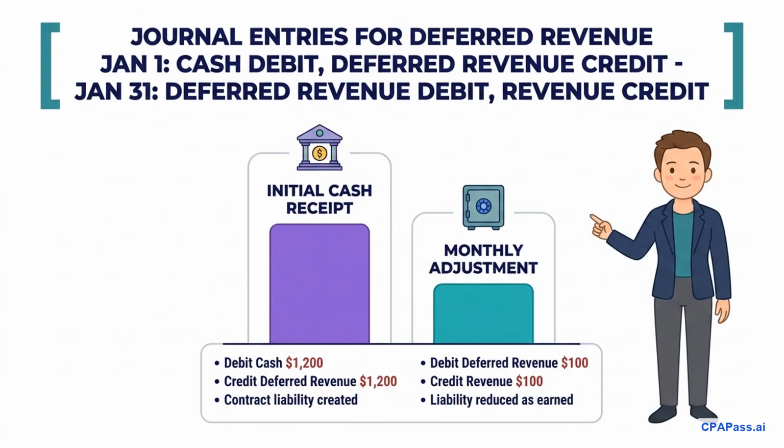Then, on January 31st, after 1 month of service has been provided, we adjust the books. We debit deferred revenue for $100 to reduce our liability, and we credit revenue for $100. This ensures our income statement reflects only what was actually earned during the period.